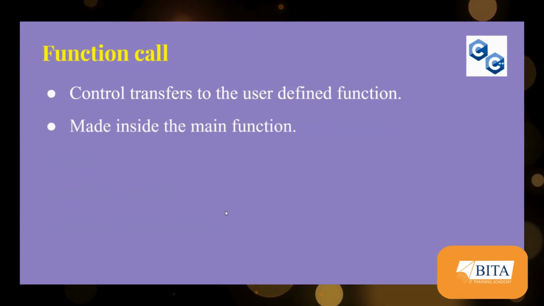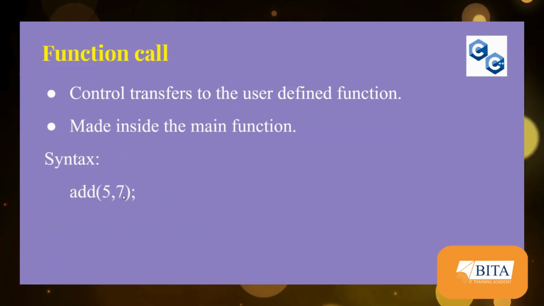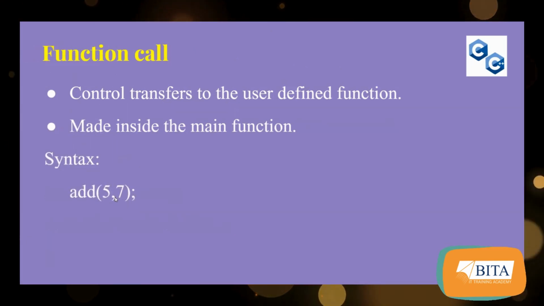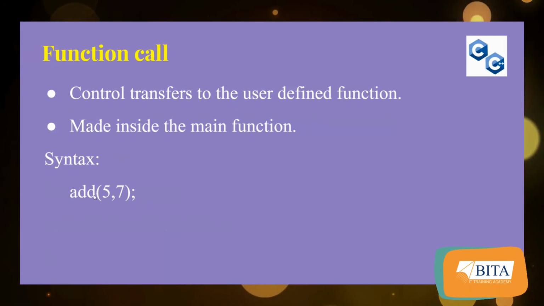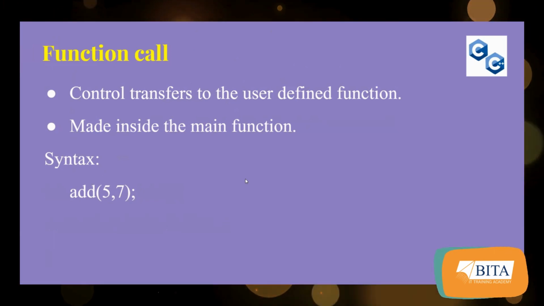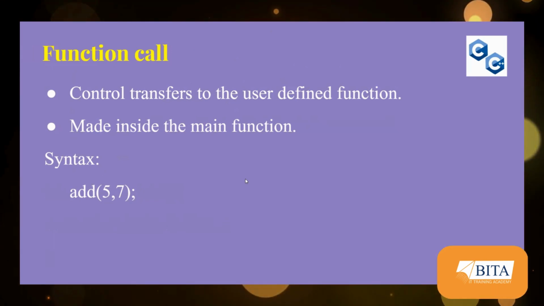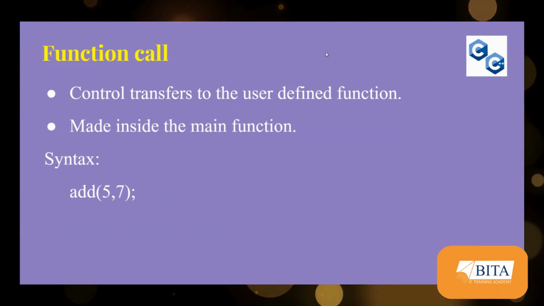And the function call is written inside the main function. And this is the syntax. We are just passing the arguments into the function, which is written inside the main function. And the return keyword is used to return the value from a function. A function can only return a single value, and it is optional too.